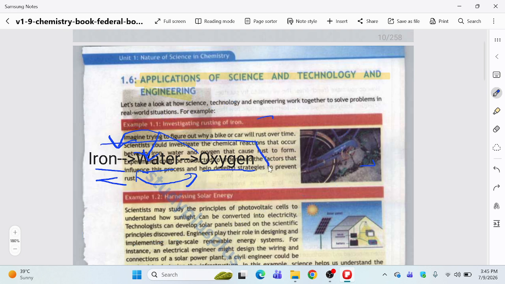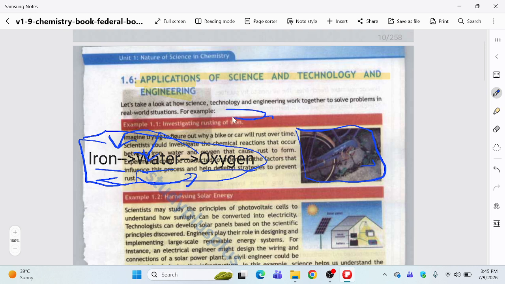These are the three means for rusting. Remember, rusting, not corrosion. Corrosion is a different concept which we learn in electrochemistry, and this is rusting. Rusting is a concept in which iron, only for iron, rusting is used. We have iron when water falls upon it.